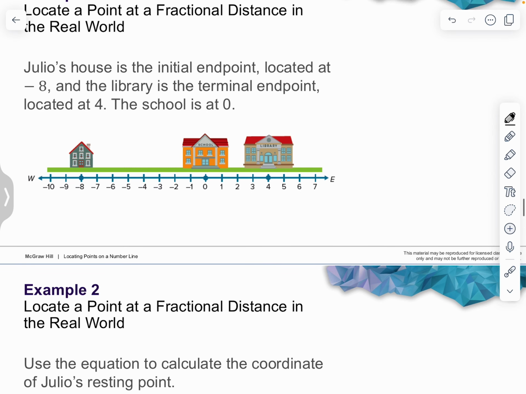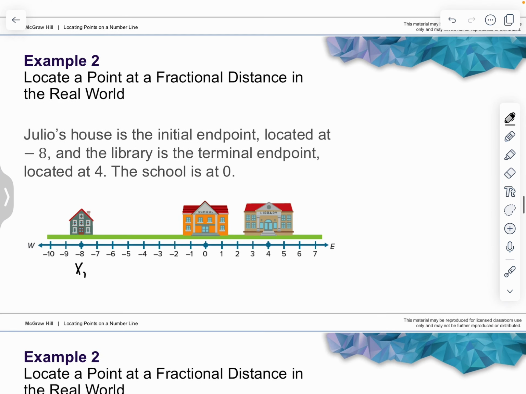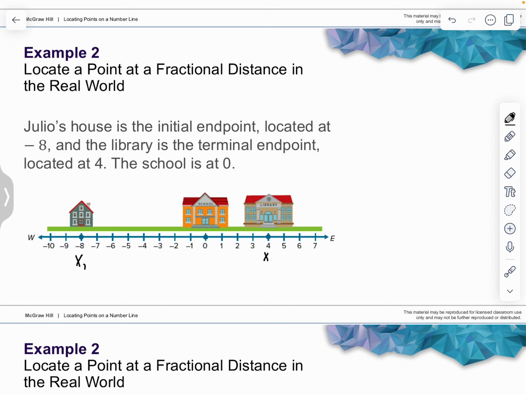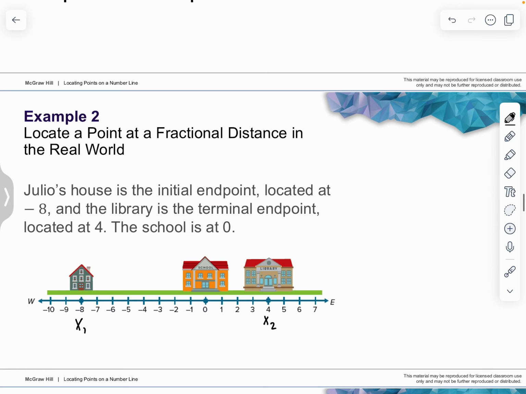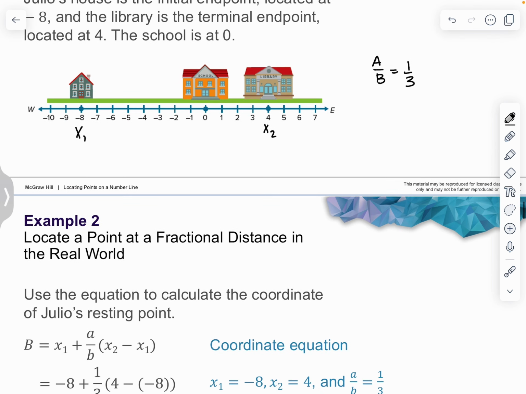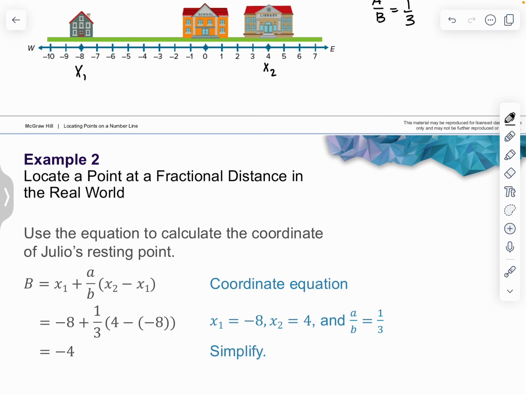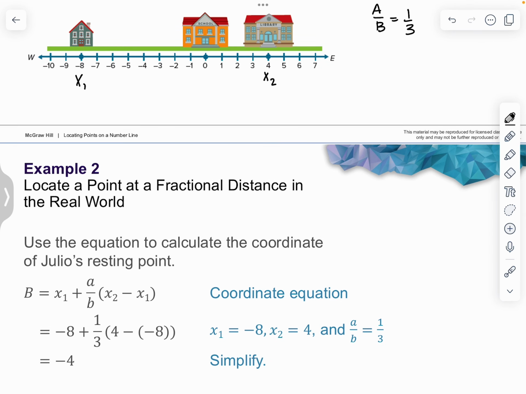So let's see, he's biking from his house to the library, so house is x1. I just want to make sure that my initial was definitely the house. And what was our 1/3? Our a over b was 1/3. There we go. As we plug into that equation, it would be at -4. That would be his rest stop right there at -4.